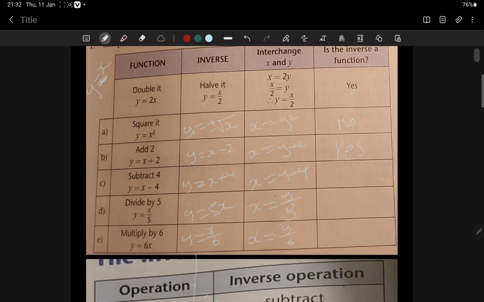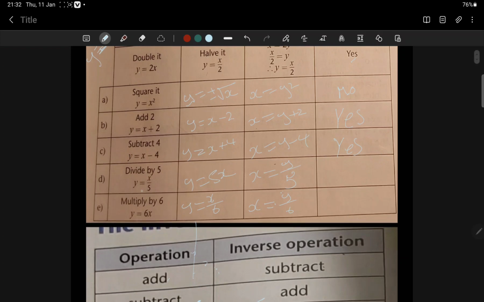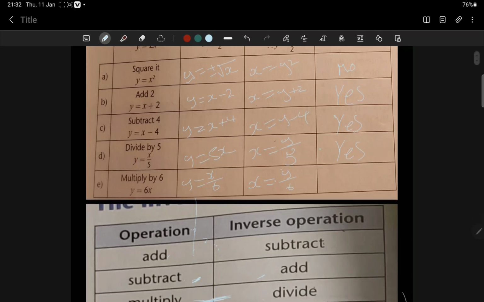Then number C, subtract: y equals x minus 4. Yes, all values of x here will have a value of y. Any number you put for x here will give you an outcome. Then y equals x over 5. It's also a function. Any number you put for x here will give you an output of y. And then multiply by 6, yes, because you can multiply every number. Every number you multiply here by 6 will give an output.